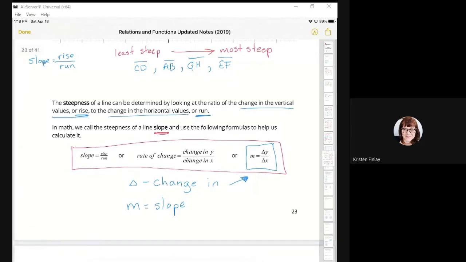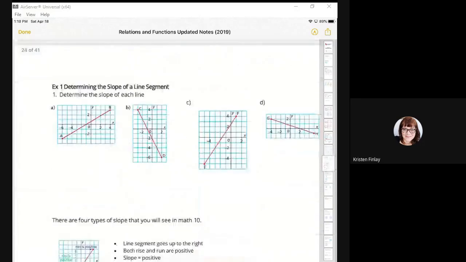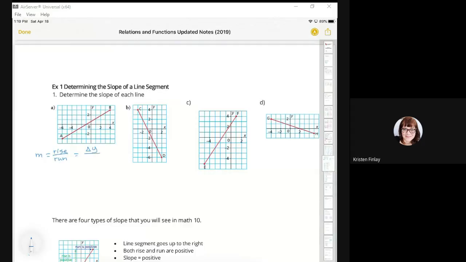Okay, so let's move on. Determining the slope of a line segment. For each of these, we want to determine the slope of a line segment. So we're going to use that formula. m, the slope, is equal to the rise over run, which is the same as the change in y over the change in x.